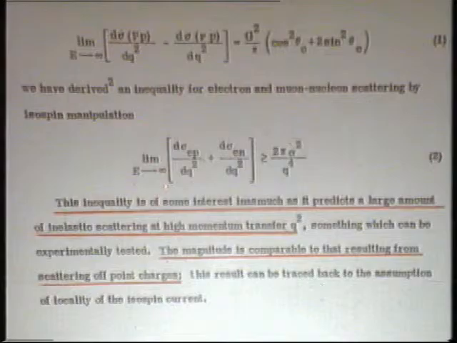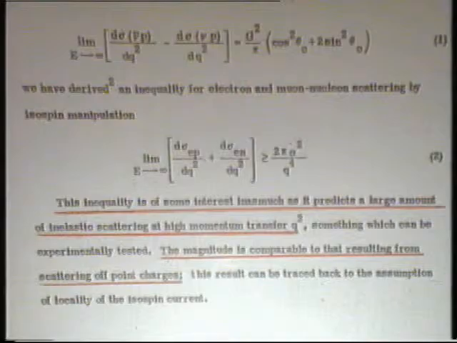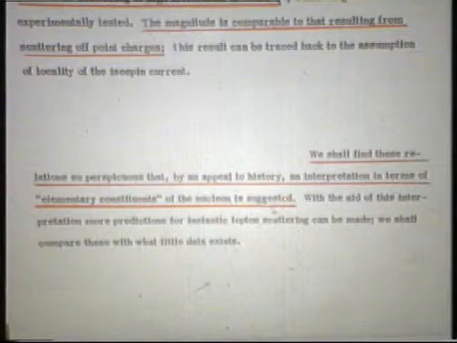So he says, this inequality is of some interest inasmuch as it predicts a large amount of inelastic scattering at high momentum transfer, q squared. The magnitude is comparable to that resulting from scattering off point charges. We shall find these results so perspicuous that by an appeal to history, an interpretation in terms of elementary constituents of a nucleon is suggested.